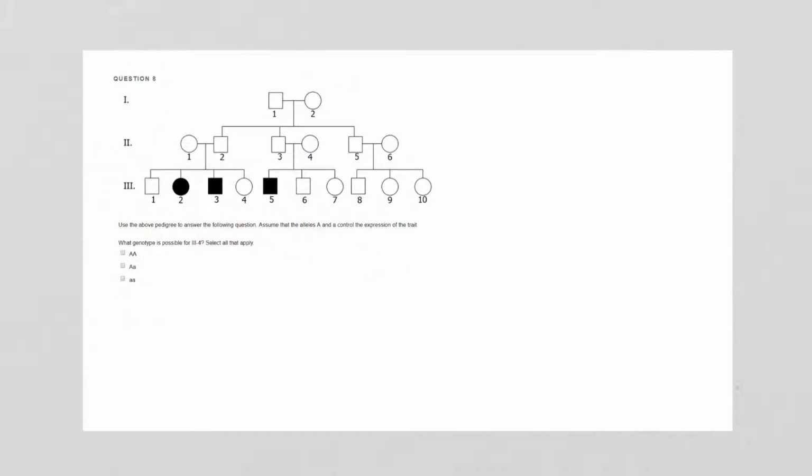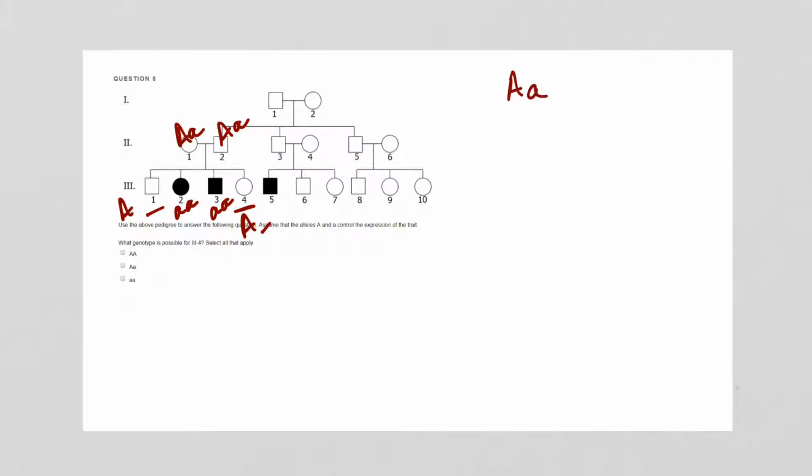In question 8, we want to know the genotype for number 3-4, and we want to know possible genotypes. Well, this is kind of what we just looked at for 3-1 over here. We know that these two individuals are heterozygous, and that's because they have children that are clearly affected. And for these, number 1 and 4, we know because they look dominant, they have at least one capital A.